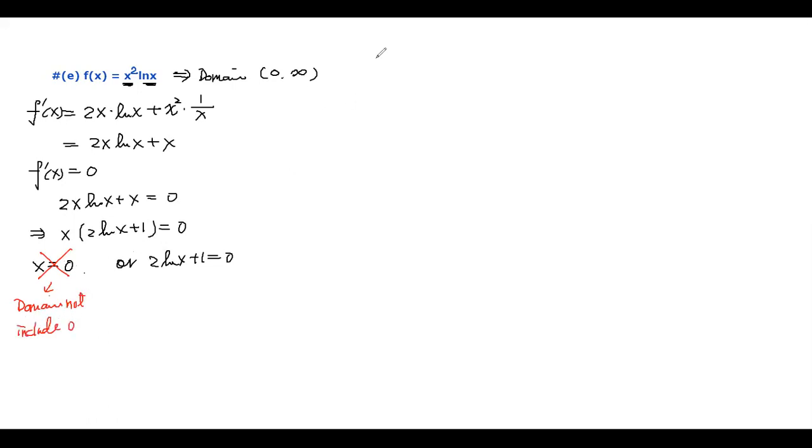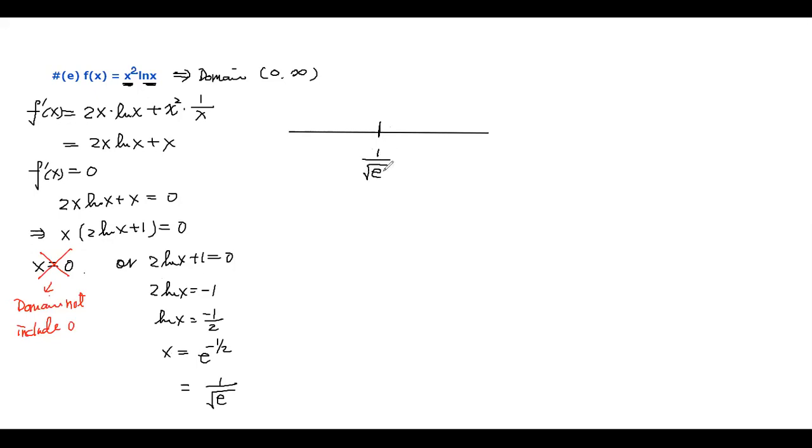All right, so now this one here is 2 natural log x plus 1. So 2 natural log x equals negative 1, so natural log x equals negative 1/2. You take the exponential of both sides, so it's e to the negative 1/2, and that is 1 over the square root of e. Okay, so now after that, do the same thing, put it into a number line.